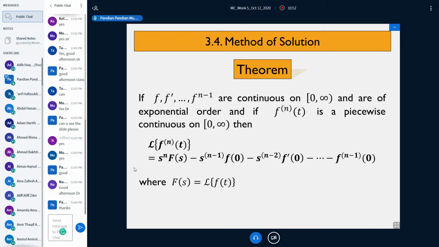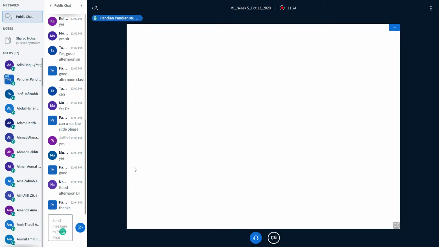But anyway, the general formula: if f, and its derivatives up to n minus 1, are continuous on 0 to infinity and of exponential order, and f^(n)(t) is piecewise continuous on 0 to infinity, then this is the general form of the Laplace of f^(n)(t). So I will give you the second order and first order. This is a general equation. You don't need to memorize this, just get to know it. What you have to memorize is this formula.